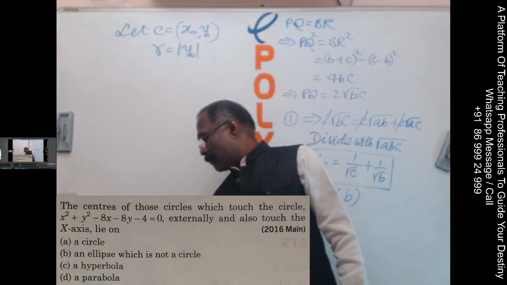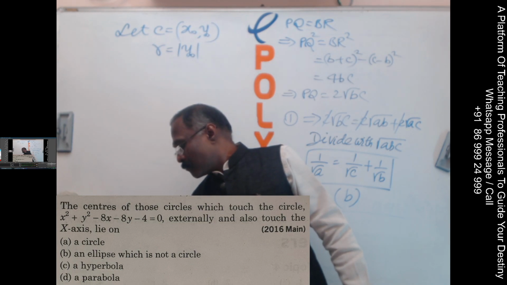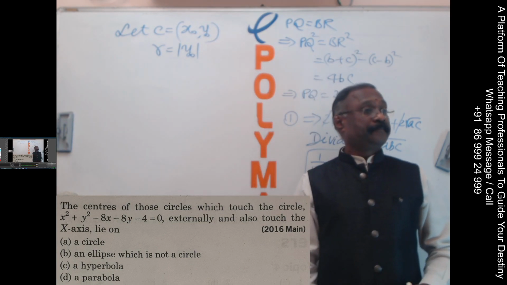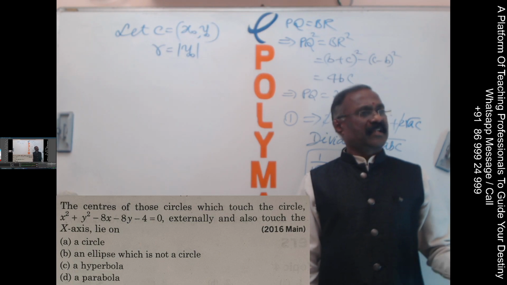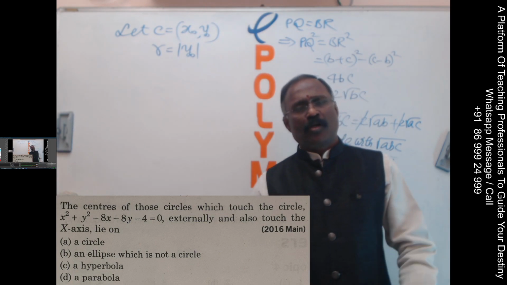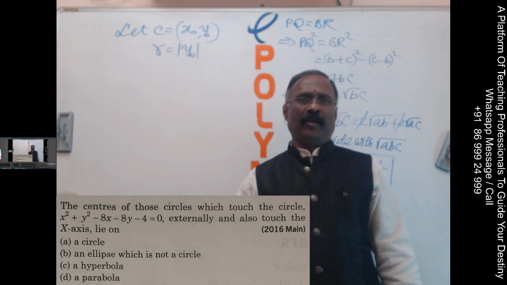If you write that, the problem is solved. Okay. Now, radius is mod y naught, center is x naught, y naught. So everything is known to us. Center we know, radius we know. You can write the equation of the circle.